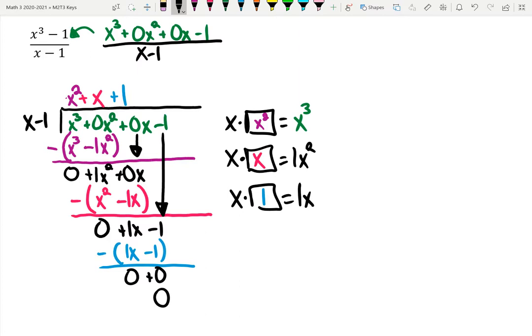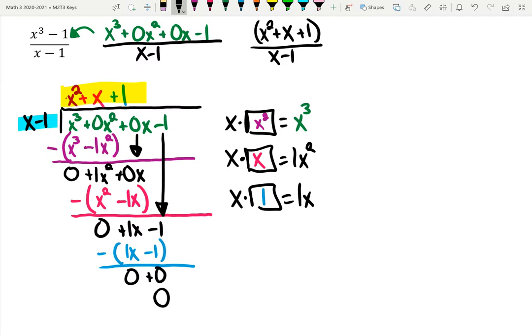Rewriting this is going to result in the following. Remember, your quotient is at the top, and it's going to be multiplied by the factor. So I can rewrite the numerator as x squared plus x plus 1 all over x minus 1.